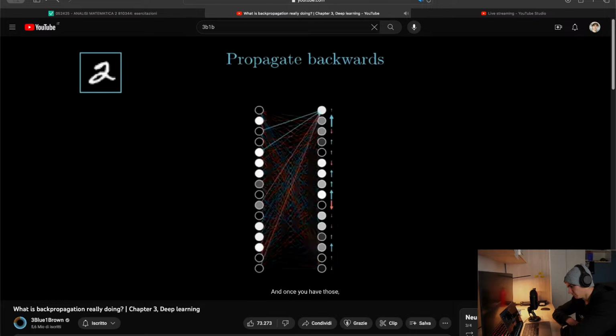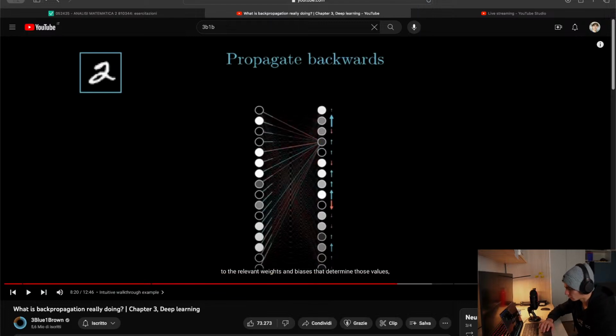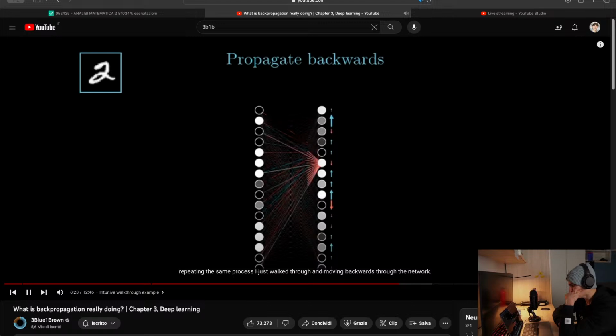And once you have those, you can recursively apply the same process to the relevant weights and biases that determine those values. Exactly, so you did it for the last one, you want to increase the 2, perfect, now you look at the final output, from this you create a change you would like to have in the second to last layer, and from the values you would like to change in this layer you also evaluate the values you would like to change in the third to last layer and so on. Repeating the same process I just walked through and moving backwards through the network.